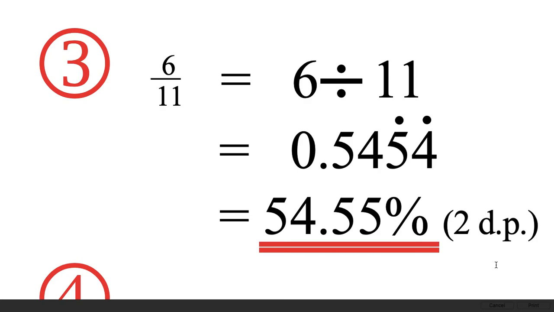6/11 means the same as 6 divided by 11, which is 0.545454 recurring. The dots over the top mean that the 5 and the 4 keep repeating. And shifting the decimal 2 places, that's the same as 54.54545454 recurring percent, which I've rounded to 54.55%.